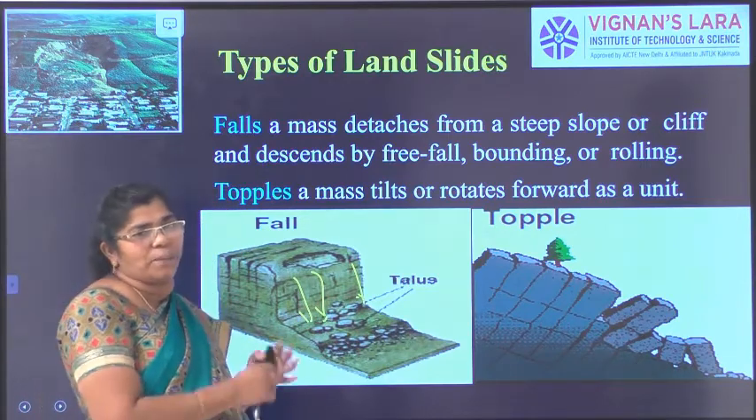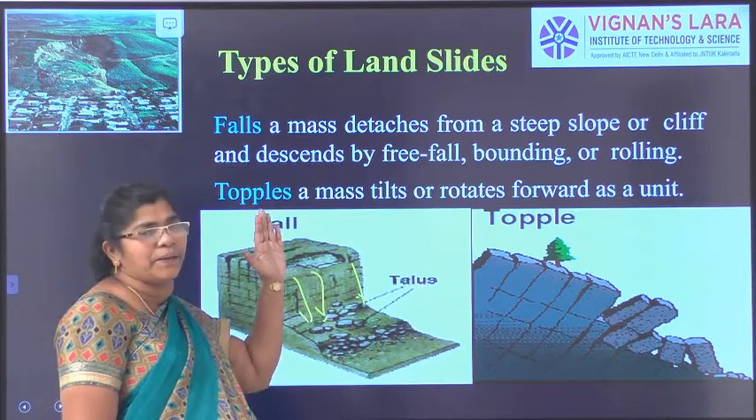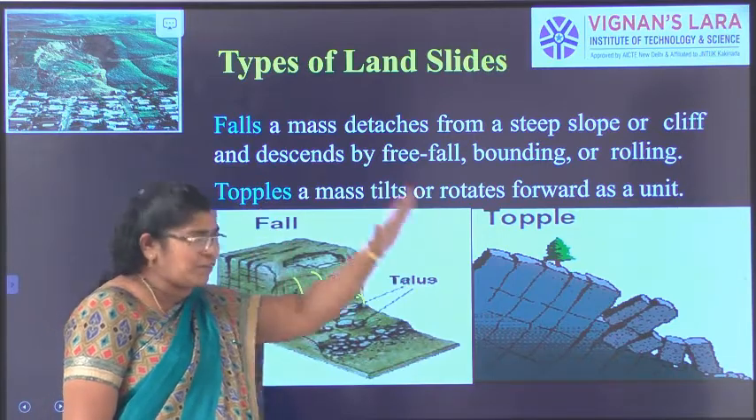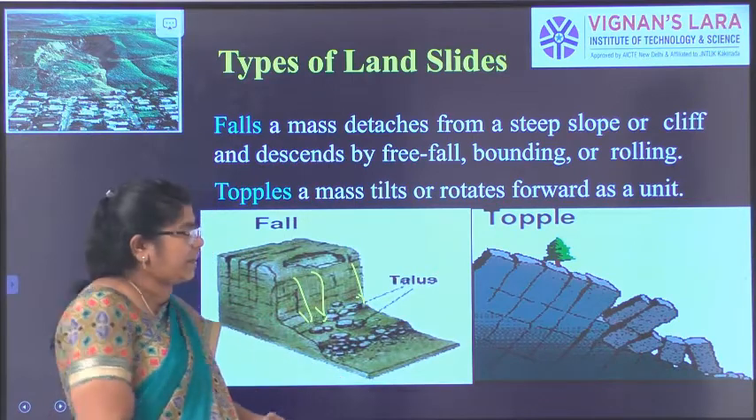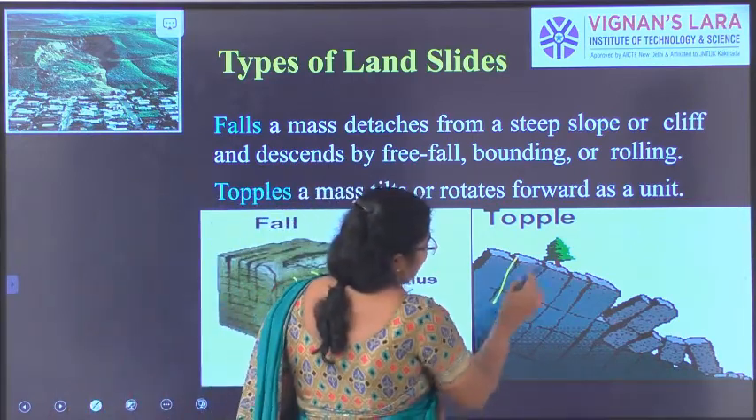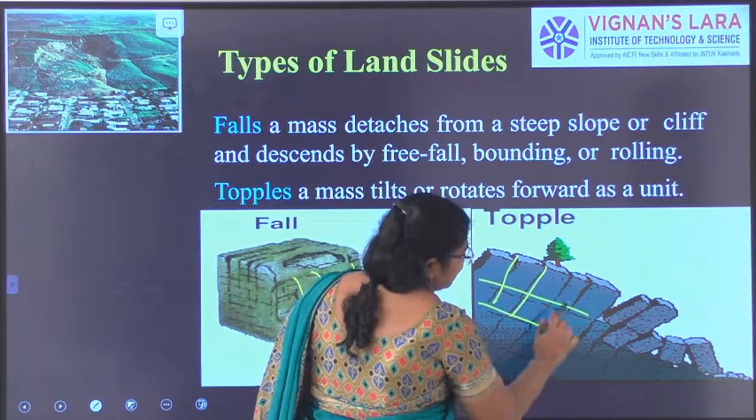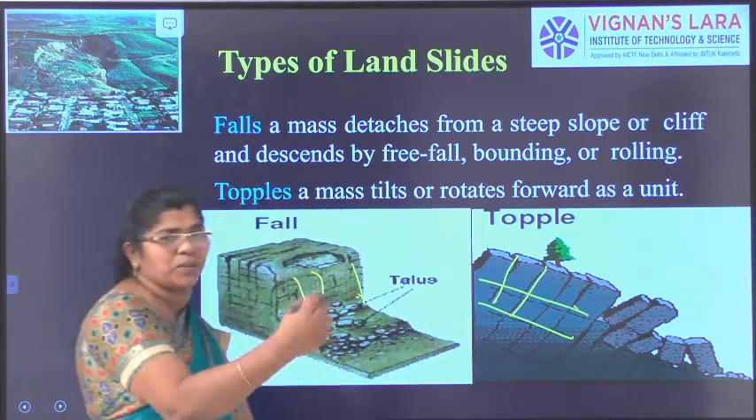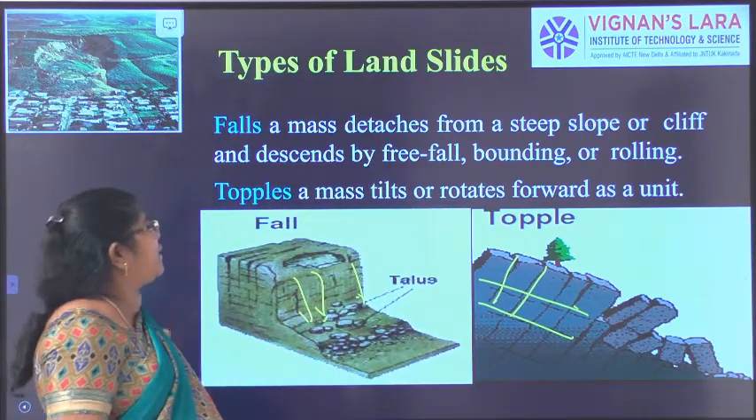And the toppling. Toppling is nothing but one column like this that will move like this, topples down, like that. Each layer of this rock will be of different segments which will topple down, and it forms a rolling of the rocks which we call the topples.